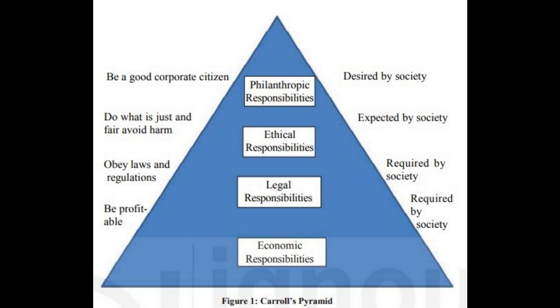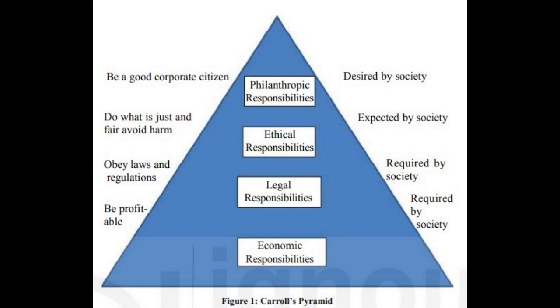Figure 1. Carroll's Pyramid. Look at the screen. Figure 1 shows Carroll's Pyramid of CSR. The economic responsibility, being the fundamental requirement in any business, is placed at the base of the pyramid. The infrastructure needed for a sound CSR is based on the economic soundness and sustainability of any business.